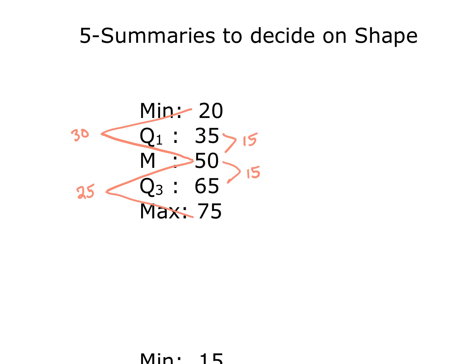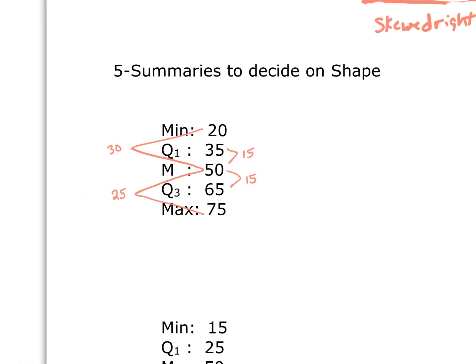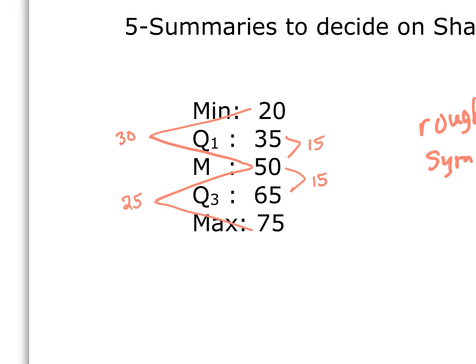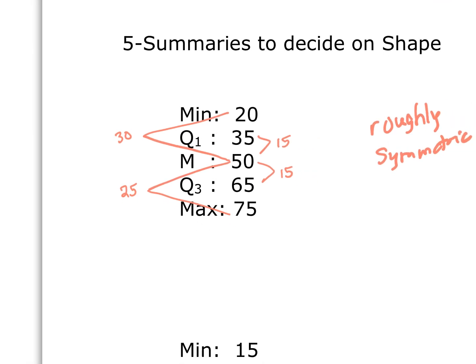So what do you think? What should we say about the shape of this graph based on these differences? Pretty equal. They're pretty equal, so what would that mean we would say about the shape of the graph? Roughly symmetric, I would say. We're a little bit different on the lower end, so it's a little bit longer, but I'd say still we're roughly symmetric on that one.